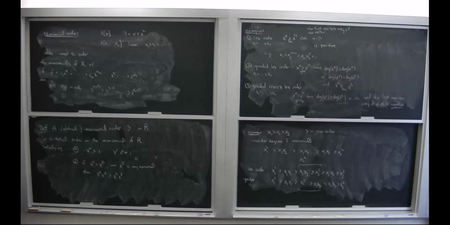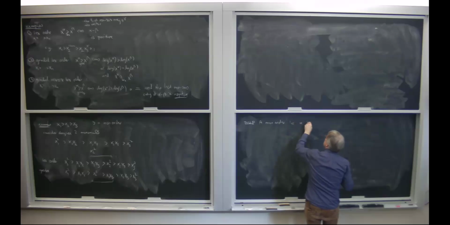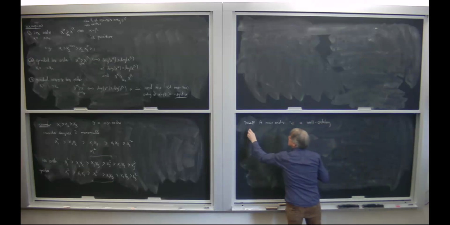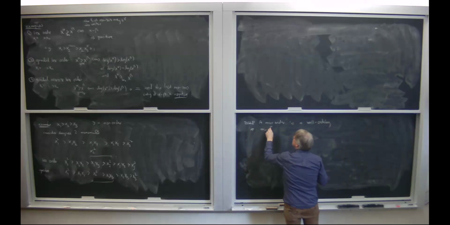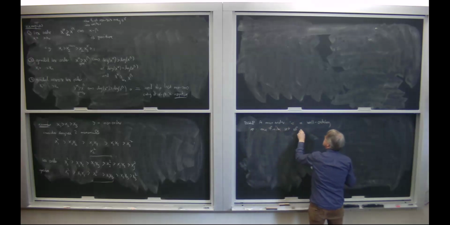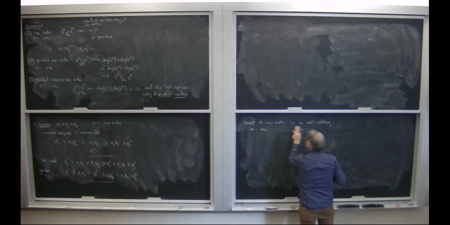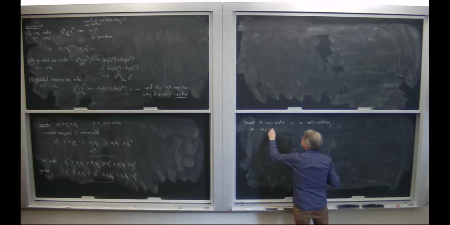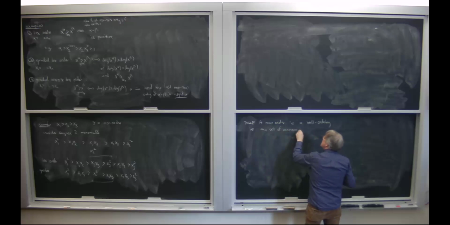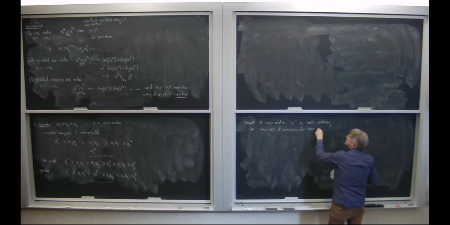And proposition, a monomial order is a well ordering. I.e., any set of monomials, not finite set, any set of monomials has a least element.